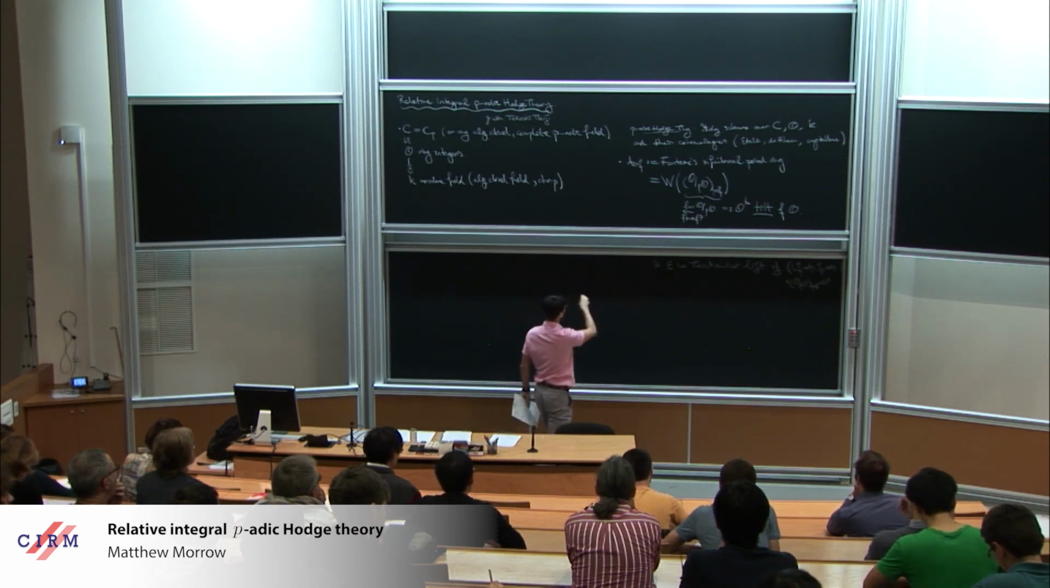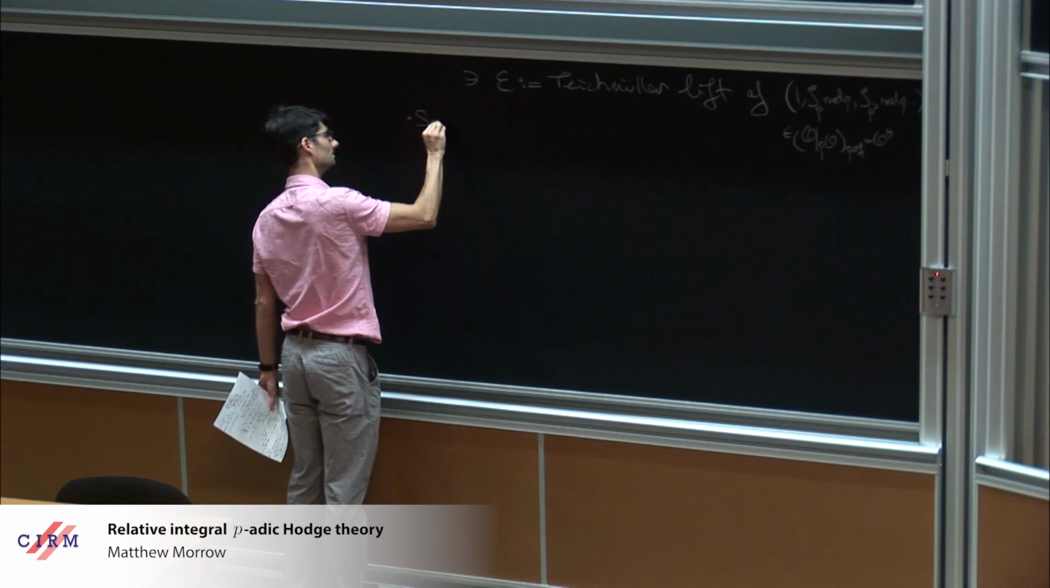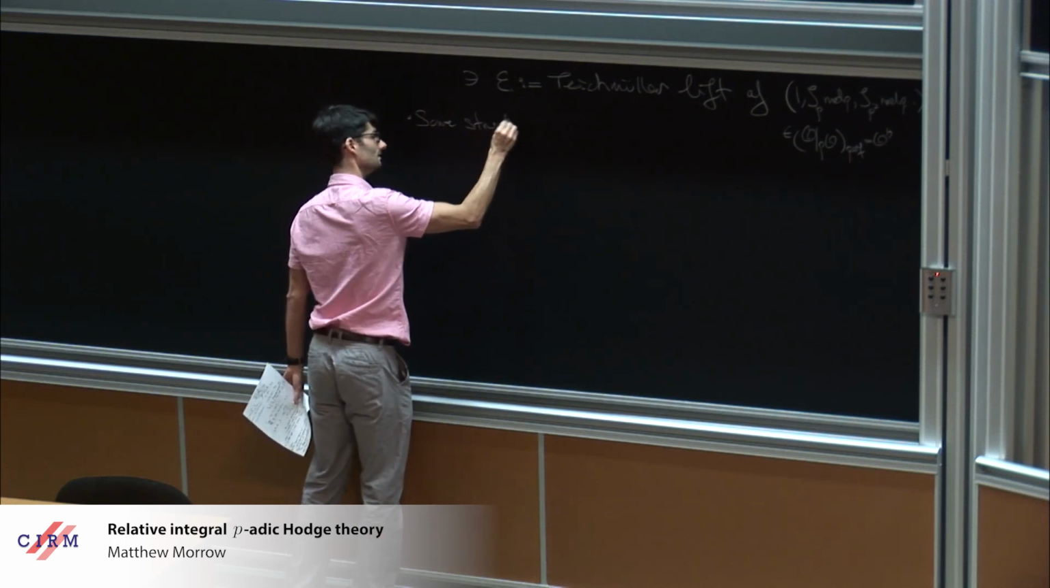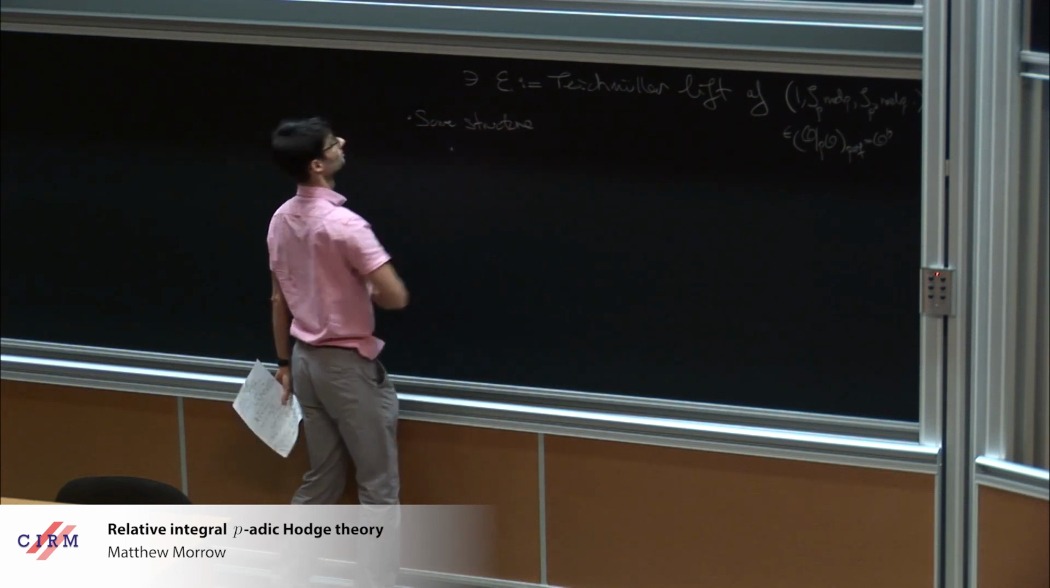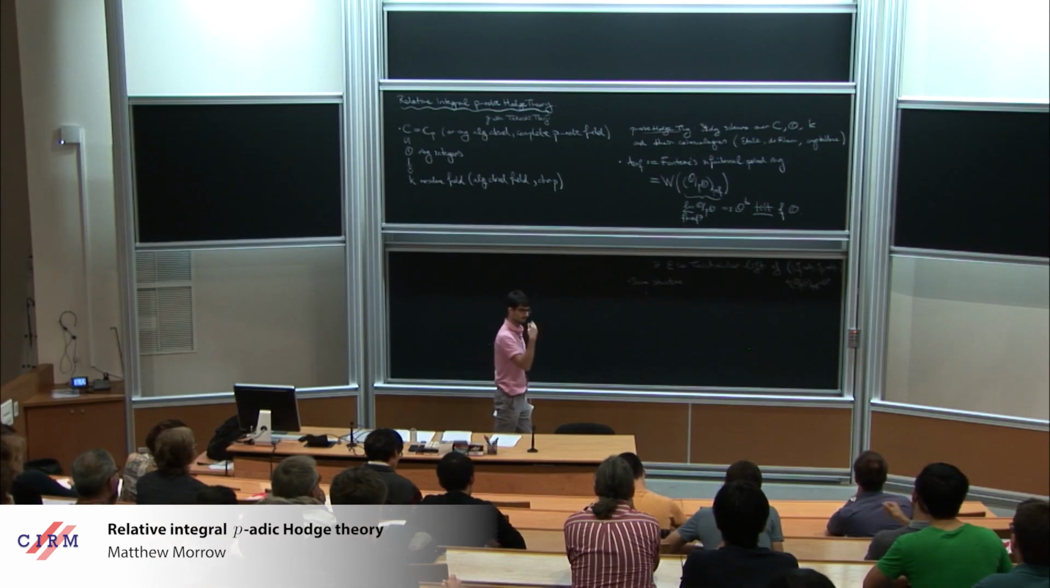So here's some structure. Firstly, since it's the ring of Witt vectors, I have a Frobenius on it.